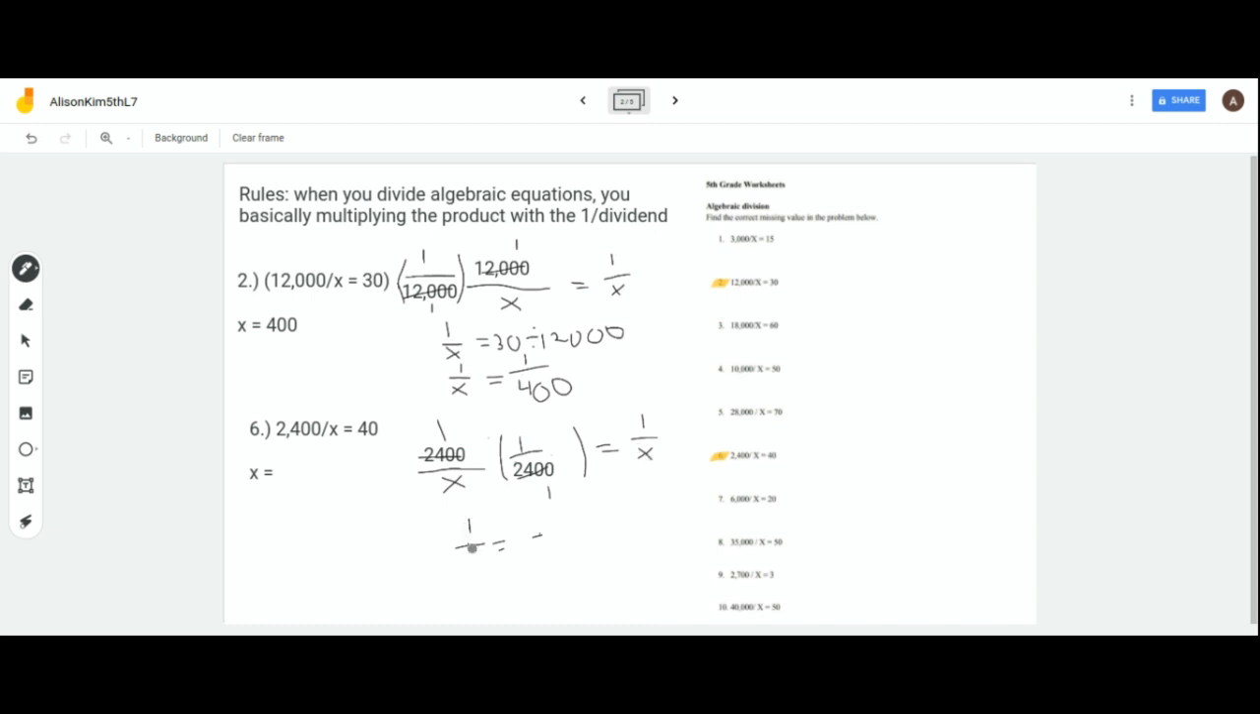So we're given 1x right here. Now, same as here, we're also going to divide 40 by 2400, and we should get, let me use my calculator, 40 divided by 2400, you should get 1 over 60. Once we get up to here, once again, we're going to do the butterfly method, so 1 times x and 1 times 60. 1 times x is x, 1 times 60 is just 60, so x equals 60, and that's your answer for number 6.